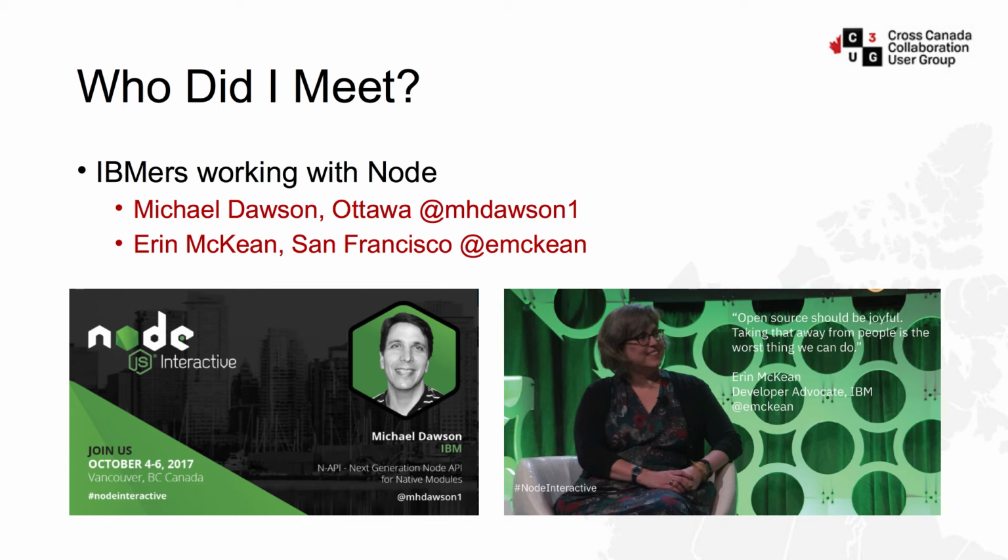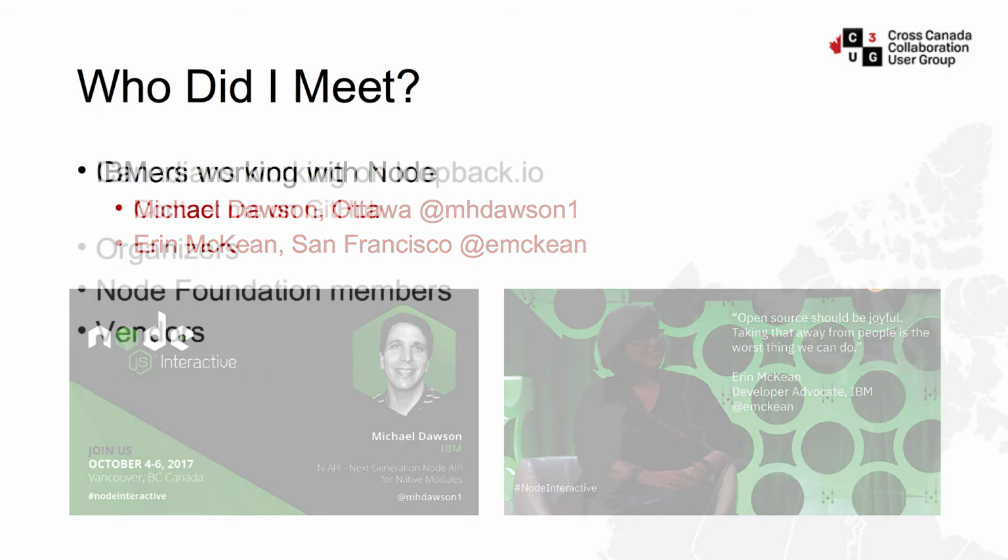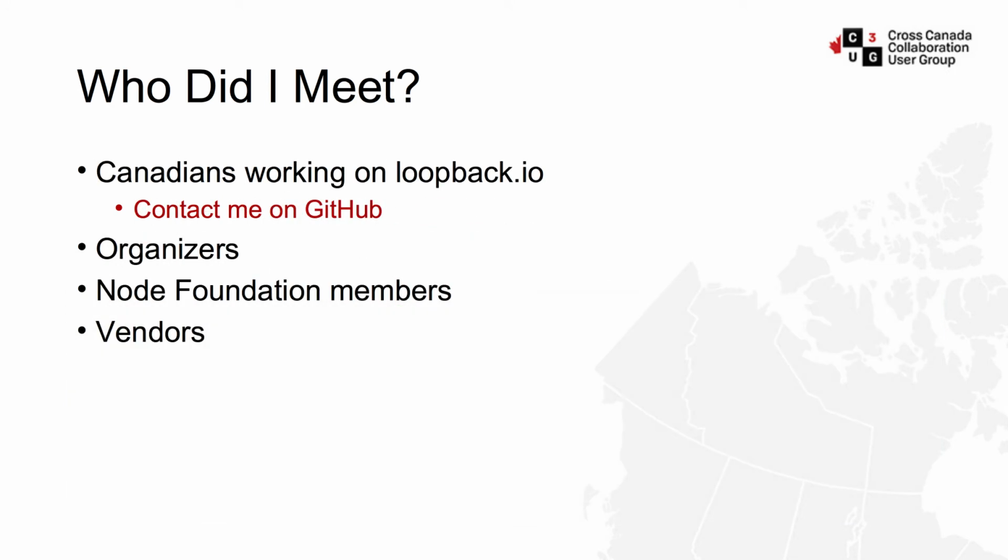I met lots of people at the IBM table. But then I also ended up speaking to some others, one of which was this Vancouver-based young man who is working on the Loopback team. So Loopback is a package that IBM is contributing to Node, and it's basically an API generation tool. It gives you the ability to do REST API calls and stuff like that. And I'm very much oversimplifying it.